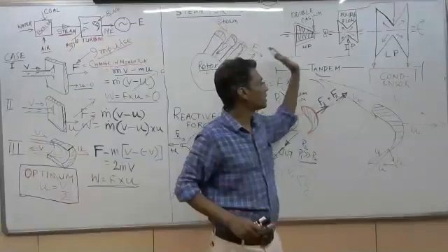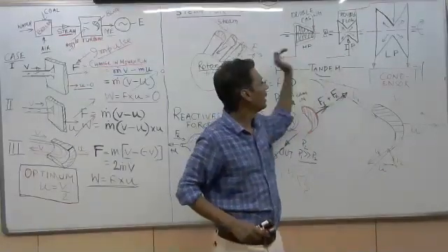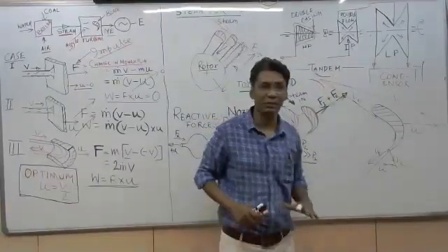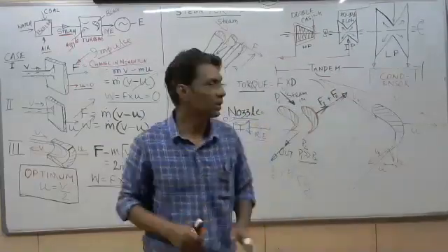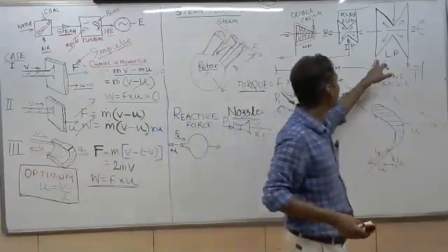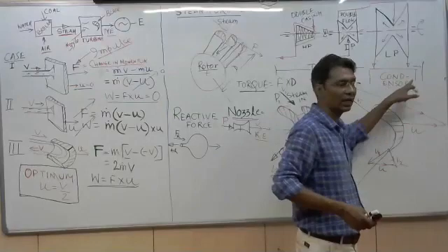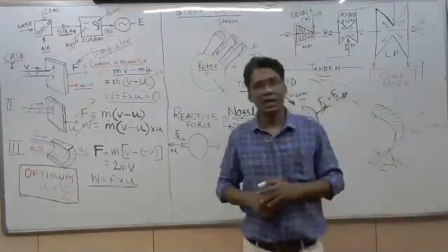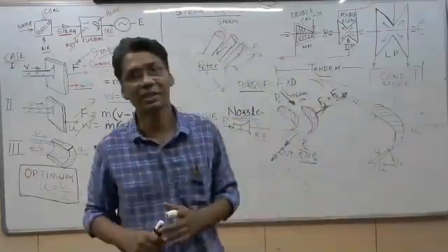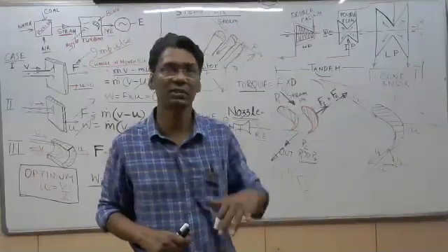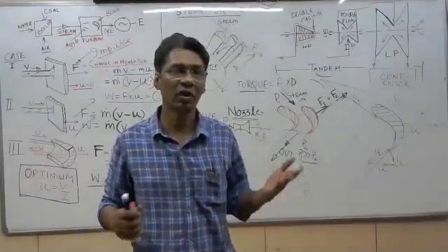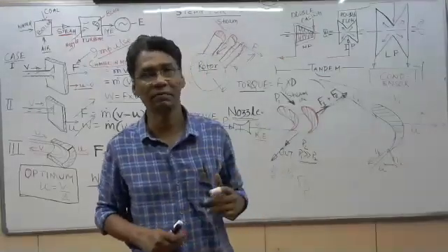These are pressure compounded, reaction blading, and 3-cylinder arrangement, and condensing type. Ultimately, the steam comes out and goes to the condenser. That means this is a condensing type. It is not back pressure type. If the condenser pressure is below atmospheric pressure, we call it a condensing type steam turbine.